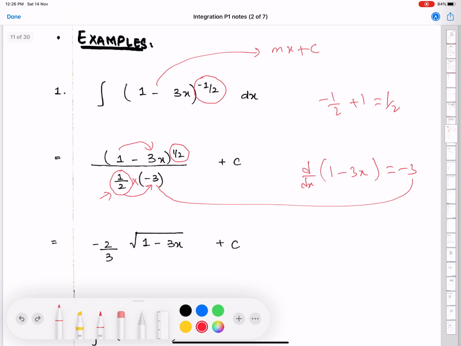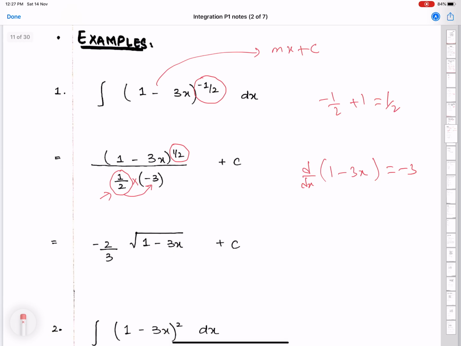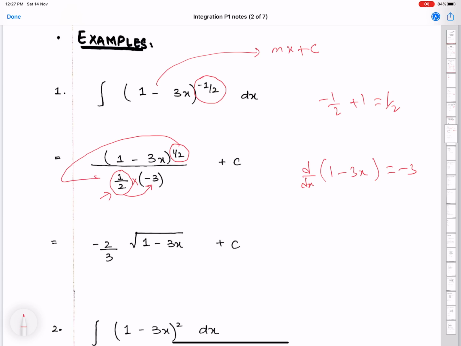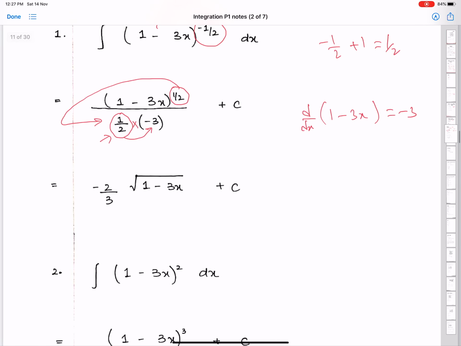Make sure whenever you integrate a composite function, you should multiply the resultant power with the differential of the function. This is very important. And give your answer in the most simplified form. This is the most simplified form.